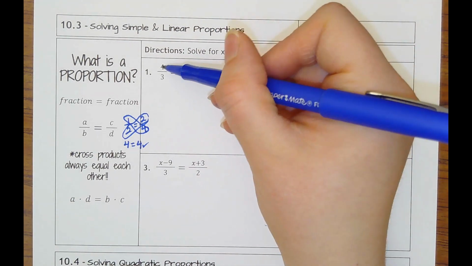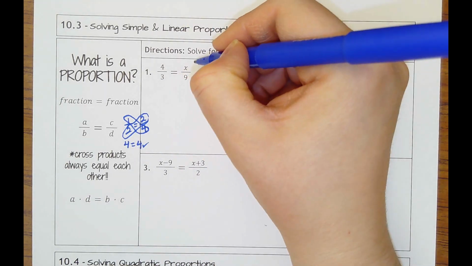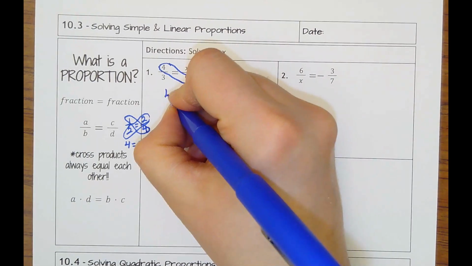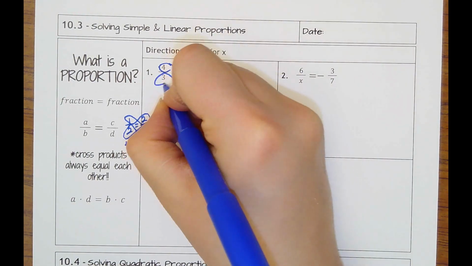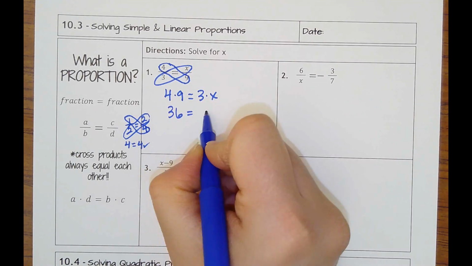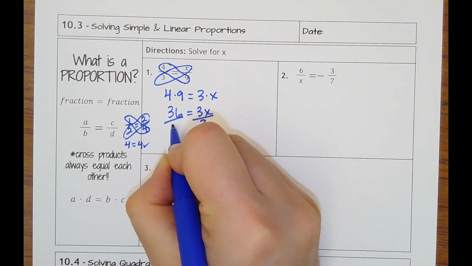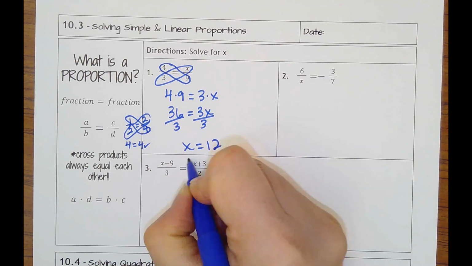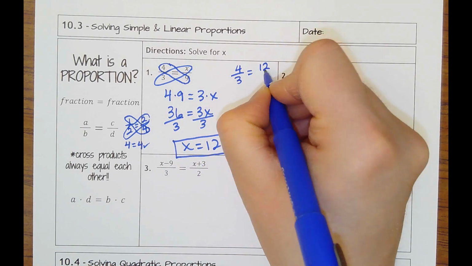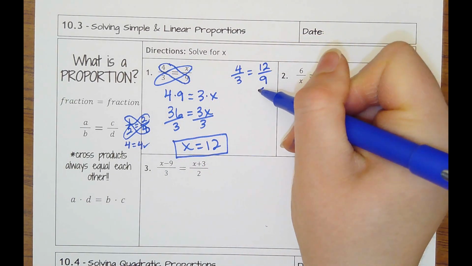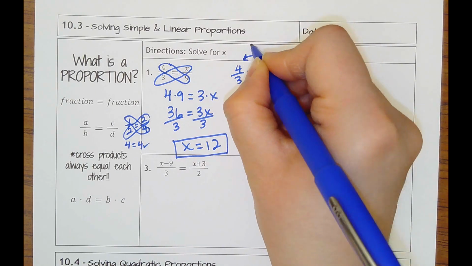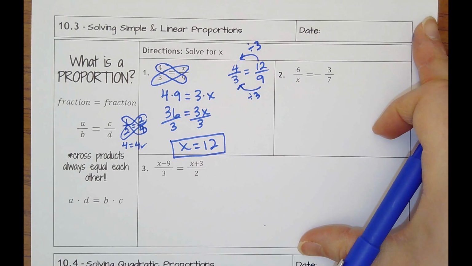So if I see this fraction right here, I want to cross multiply. Doesn't matter which diagonal you start with, but I'm going to take 4 times 9, set that equal to 3 times x. So if you simplify that, that would be 36 equals 3x, divided by 3, which makes x be 12. And you could always check, is 4 to 3 the same ratio as 12 to 9? Yeah, because if you go backwards, this is being divided by 3, and this is being divided by 3. They're the same proportion, the same ratio.